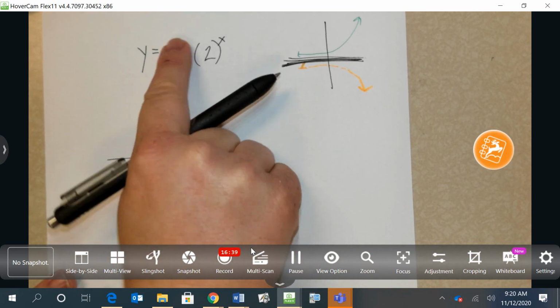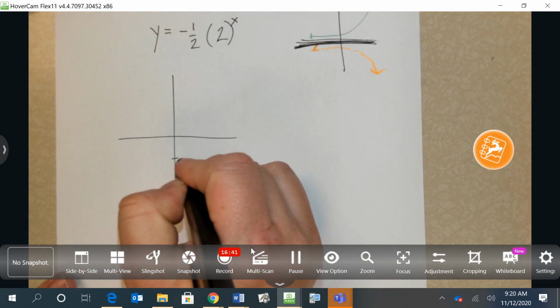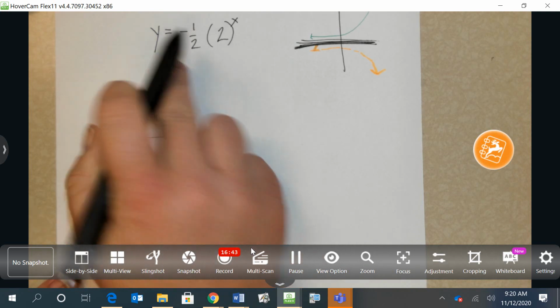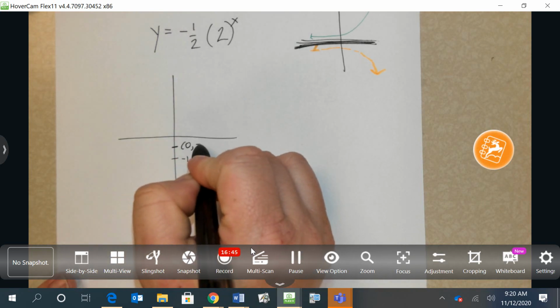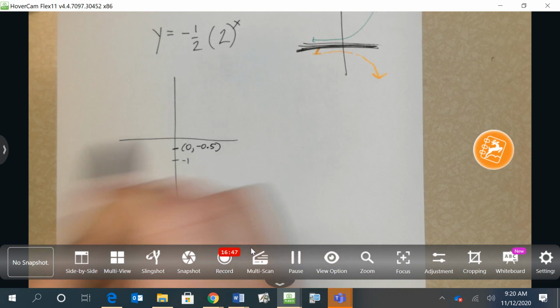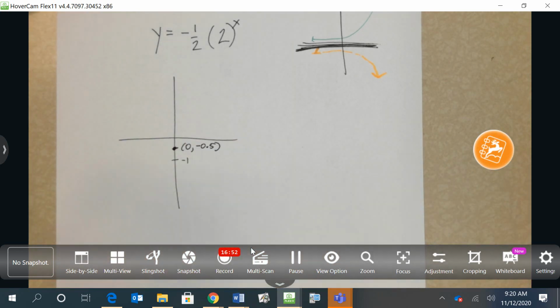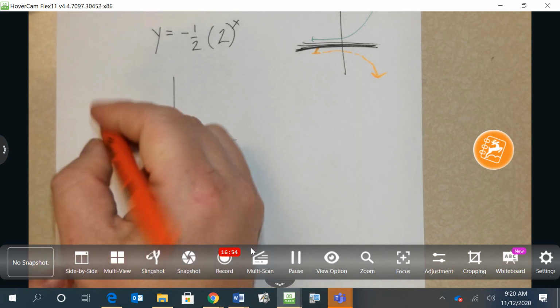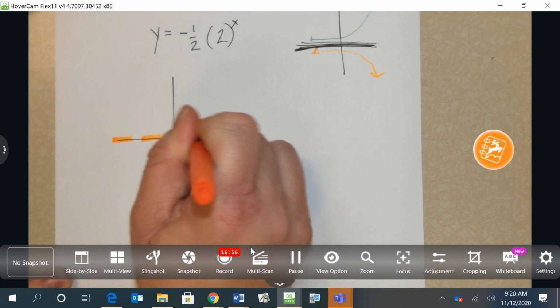This still represents the initial value. So if this is -1, here is a -0.5. And whether you write it as a decimal or equivalent fraction, that's up to you. And again, at this point, we do not have any type of vertical shift.